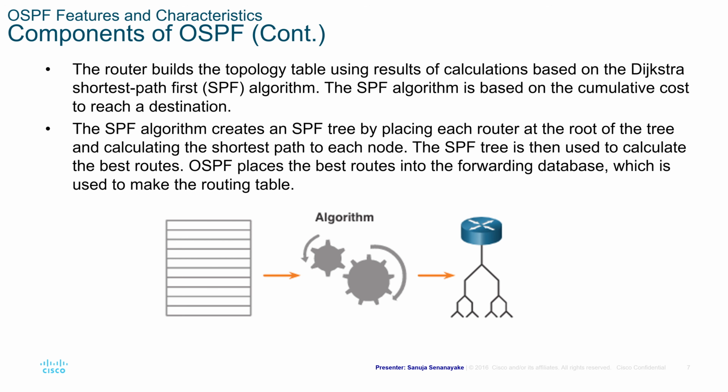OSPF places the best routes into the forwarding database, which is used to make the routing table. So that's the process of creating the routing table. It uses the SPF algorithm. So that's a key component of OSPF.